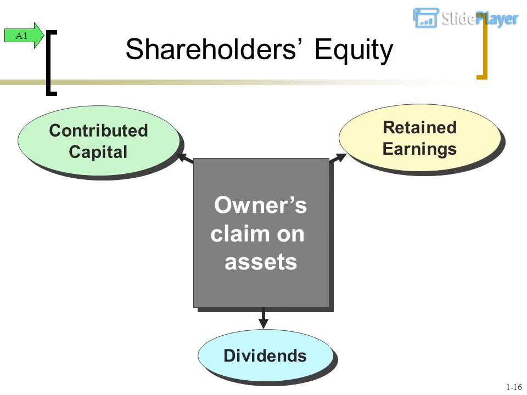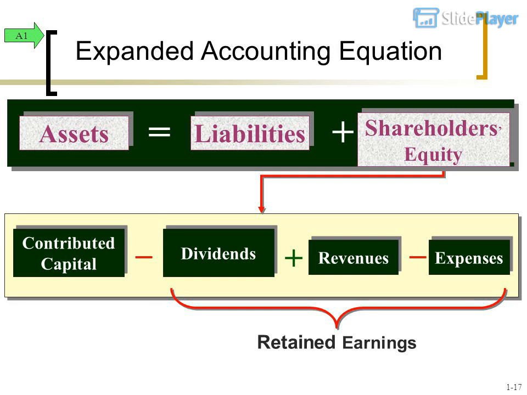Shareholders' equity is the owners' claim on assets. Contributed capital. Retained earnings. The equities of an entity include investments by owners, contributed capital, and payments to those owners, dividends. Retained earnings represents all of the accumulated earnings of a corporation that have not been distributed to shareholders.